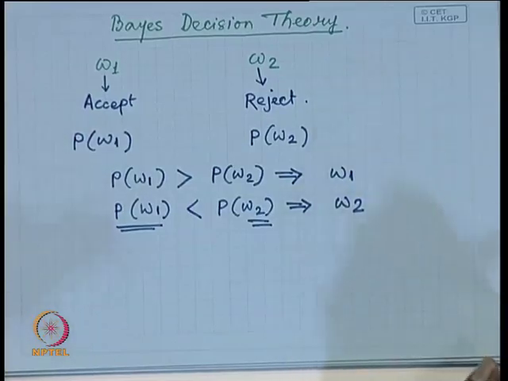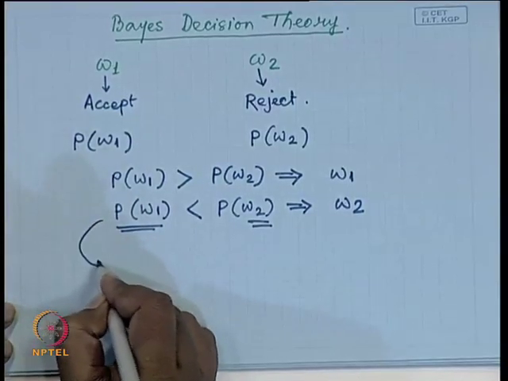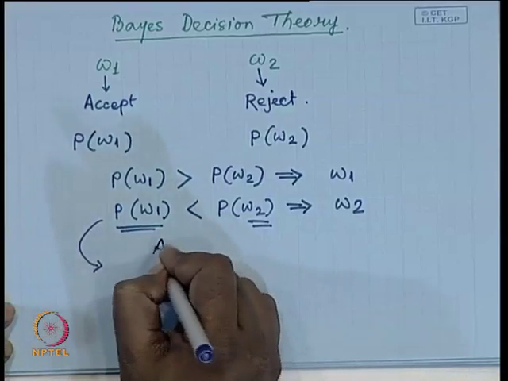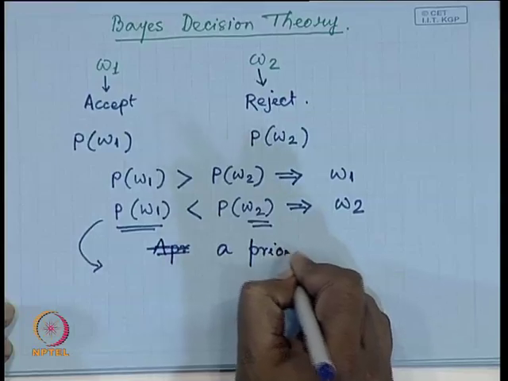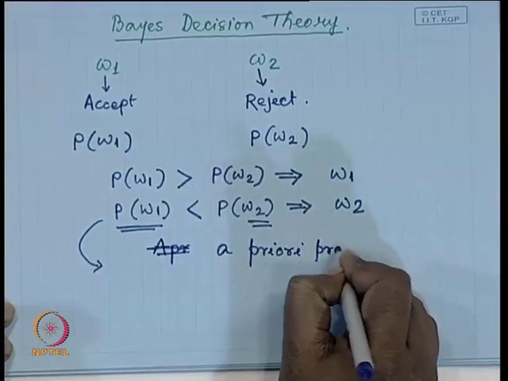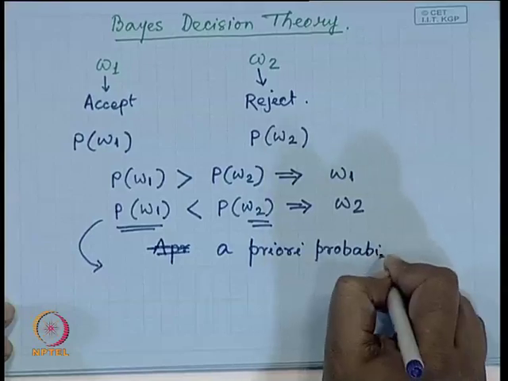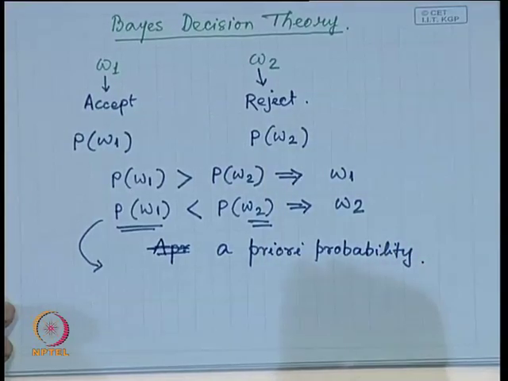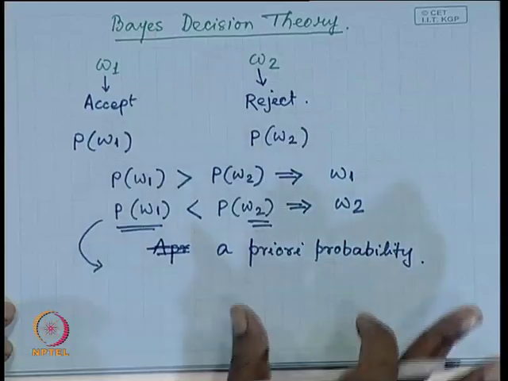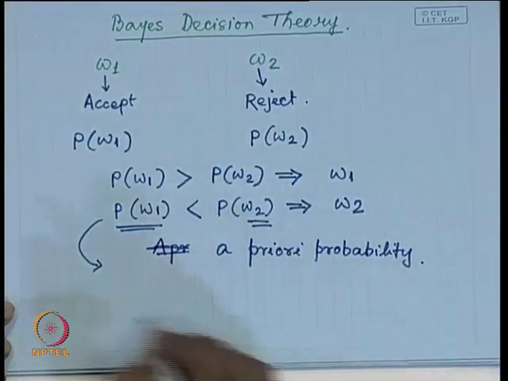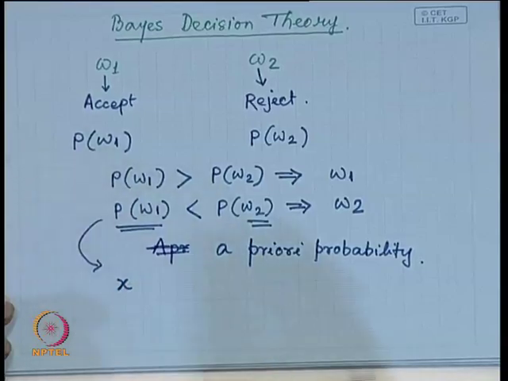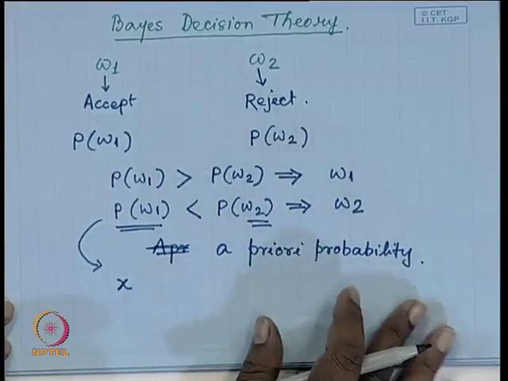So, to make our decision more logical, what we have to do is, along with these a priori probabilities, we have to combine some feature, let us say feature x. And in the simplest form, what can this feature x be?